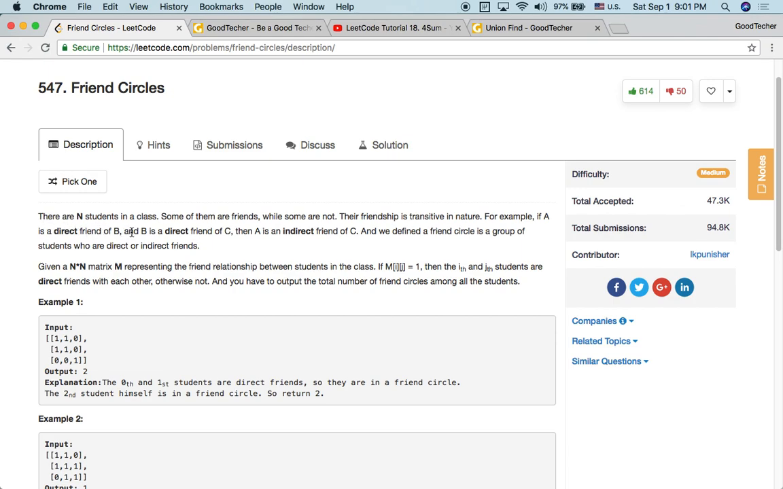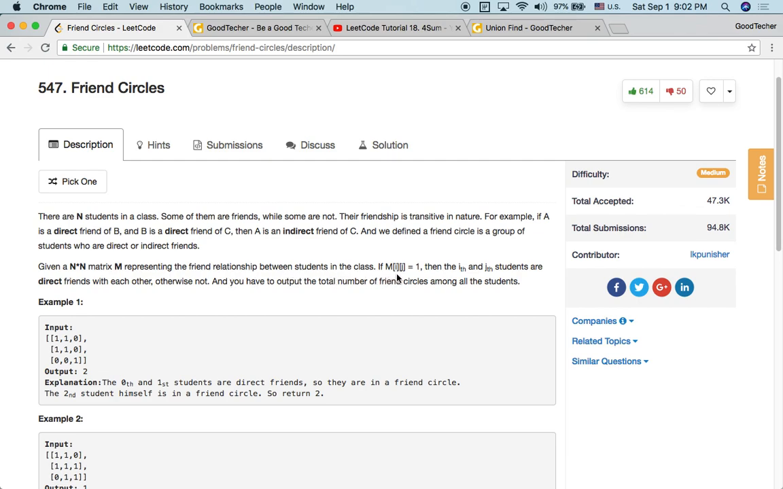So there are n students in a class. Some of them are friends while some are not. Their friendship is transitive in nature. For example, if A is a direct friend of B and B is a direct friend of C, then A is an indirect friend of C, and we define a friend circle as a group of students who are direct or indirect friends. So given an n by n matrix M, representing the friend relationship between students in the class.